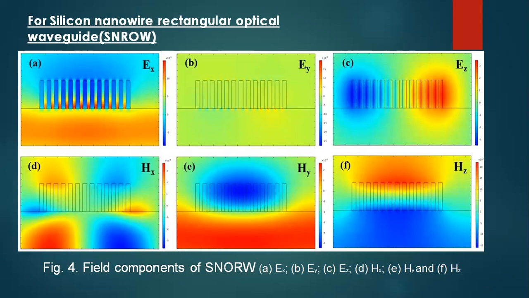Here again, similar modal analysis has been done, and in the first row, for the fields, you can see that in the x direction, the electric field has high intensity values in the regions between the silicon nanowires. And from these, we can conclude that again here the mode is positive mode.